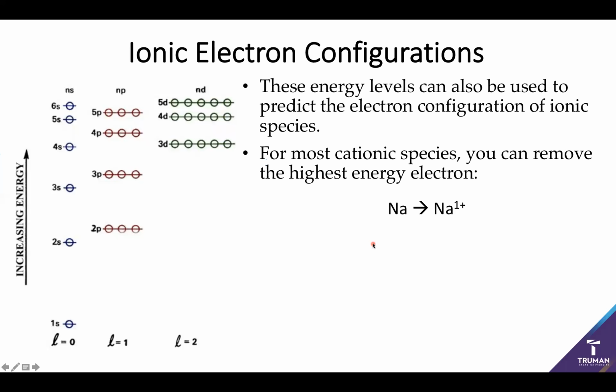So for example, if I've got a cationic species, I get that positive charge by removing an electron. So you usually start by removing the electron that has the highest energy. So for example, if I've got sodium, I've got neon 3s1, so I'm going to remove that one valence electron. If I've got calcium, I've got 2 valence electrons.